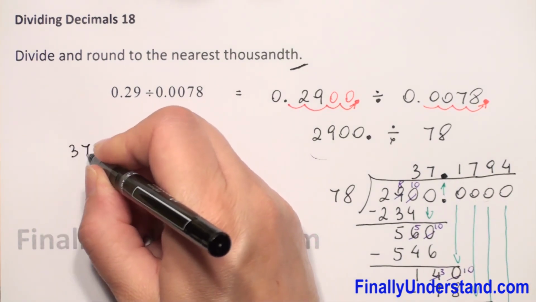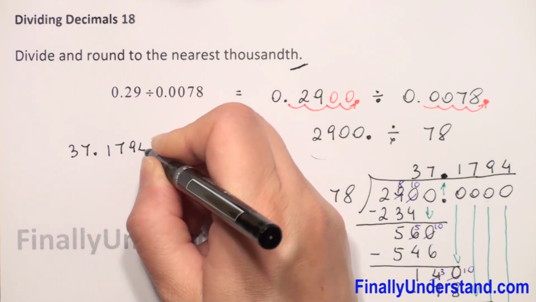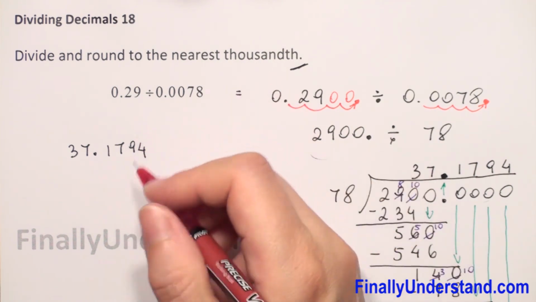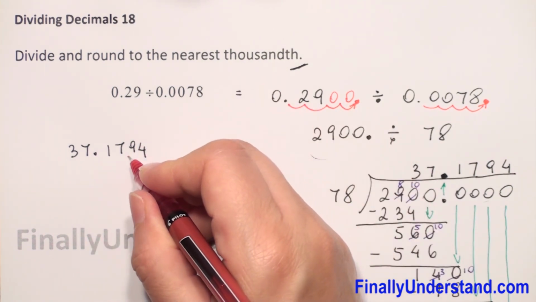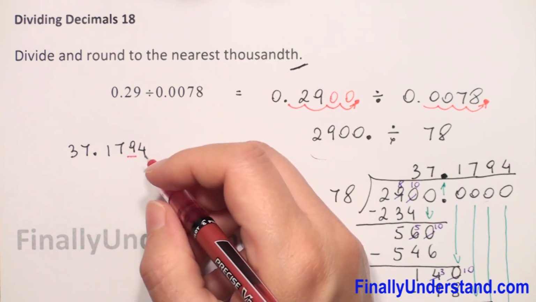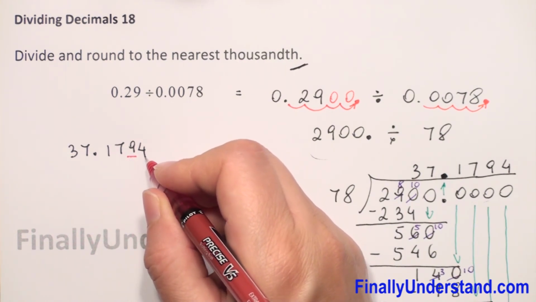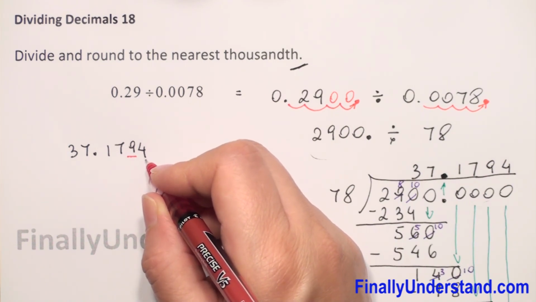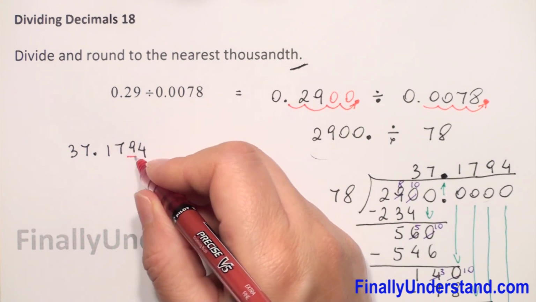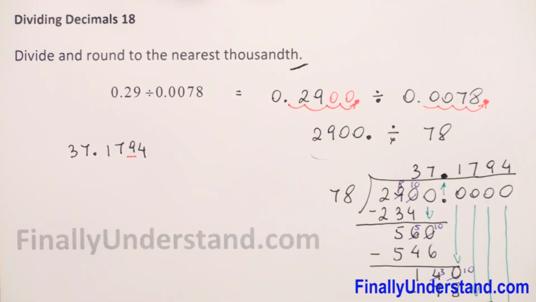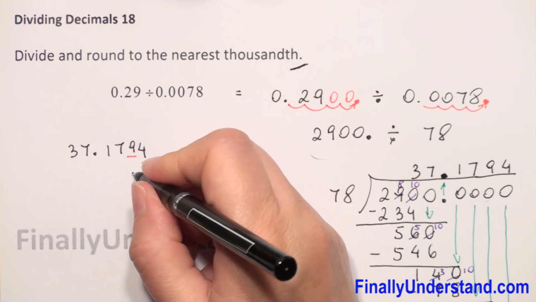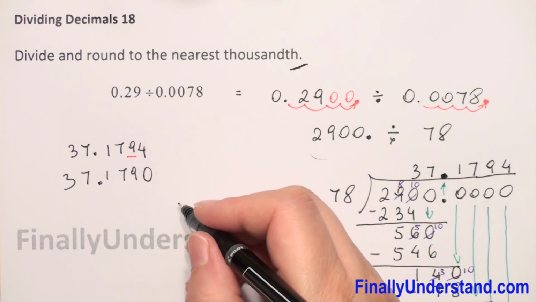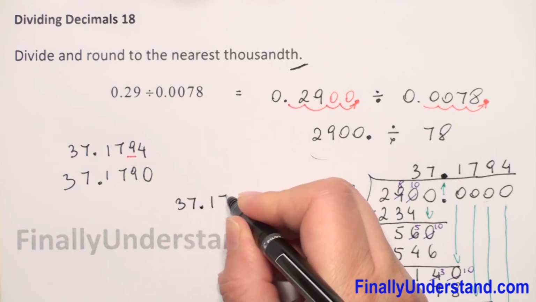We got 37 decimal point 1794. We need to round to the nearest thousandth, so we have to check. We underline the thousandth, the third digit from the decimal point to the right, and we check the digit after our underlined digit, which is 4. When we have a number less than 5, what do we have to do? Nothing. We just change every digit after our underlined digit to 0, and the rest we copy. So our solution will be 37 decimal point 179.